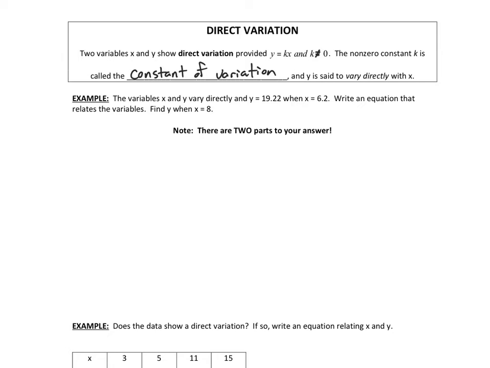So they tell us that to start out with this one, y equals 19.22 when x is 6.2. Write an equation that relates the variables, and then find y when x equals 8. So we're basically finding the slope. So there's a couple steps to this. The first step is find k.